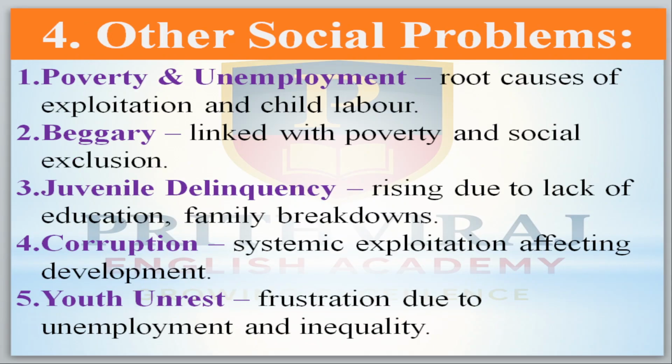Okay. Now come to the other social problems. Poverty and unemployment are root causes of exploitation and child marriage. Beggary is linked with poverty and social exclusion. Juvenile delinquency is rising due to lack of education and family breakdowns. Corruption is systematic exploitation affecting development. Youth unrest is frustration due to unemployment and inequality.